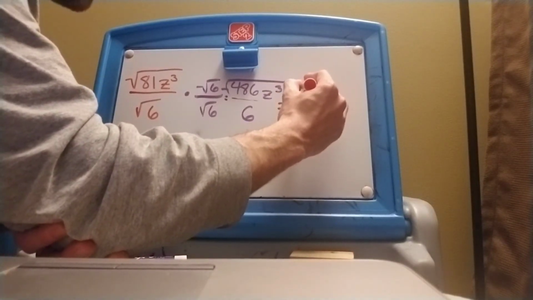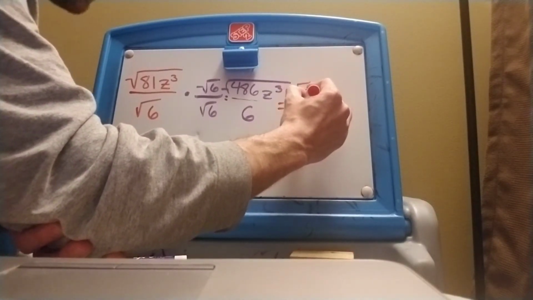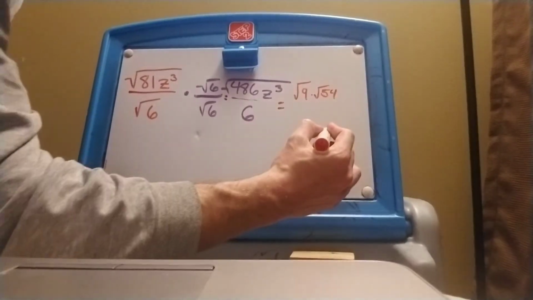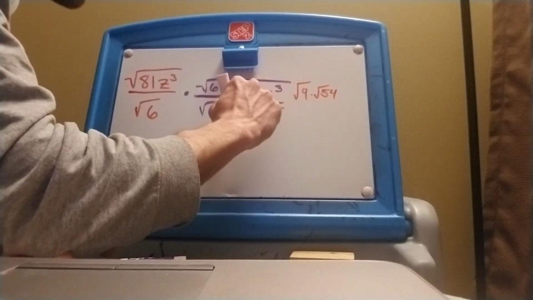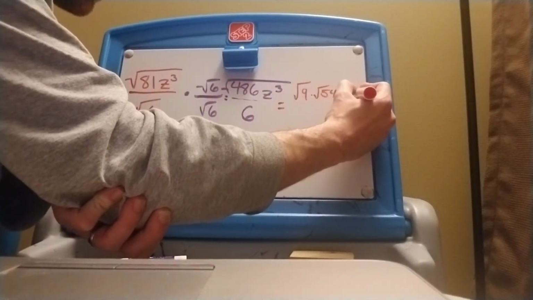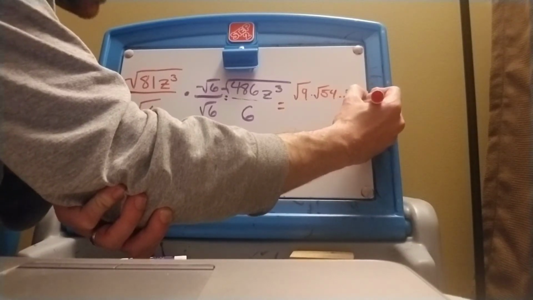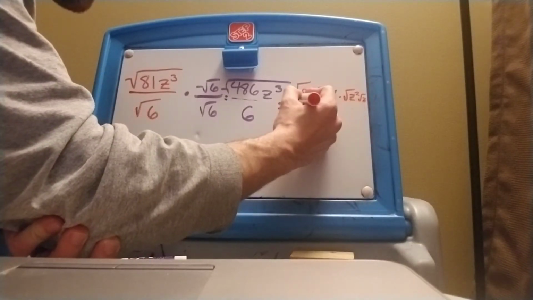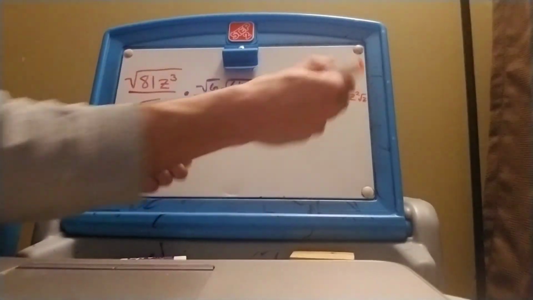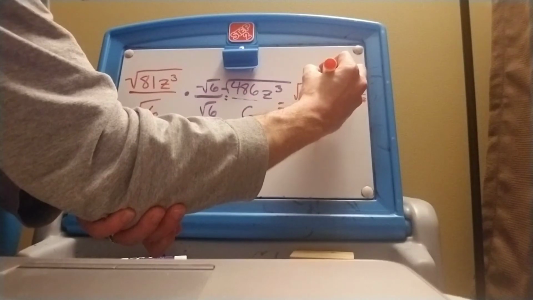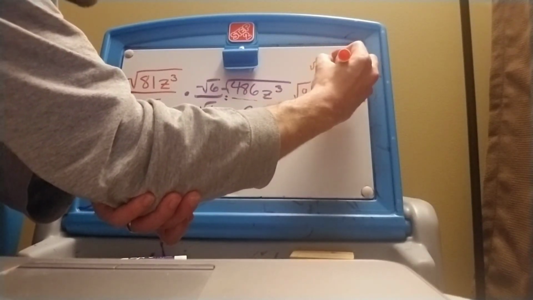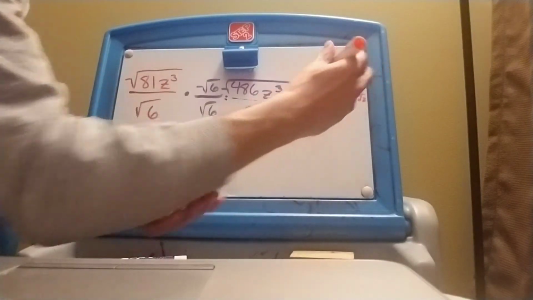I could do, I think, 9 times 54, because I've done this problem already out in my notes. That equals 486, so I'll break that down to that. And I'll break z to the third down to z squared and z. But actually, now that I look at it, the square root of 54 can be broken down into the square root of 9 and the square root of 6.